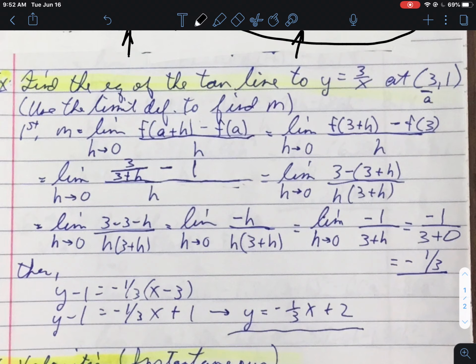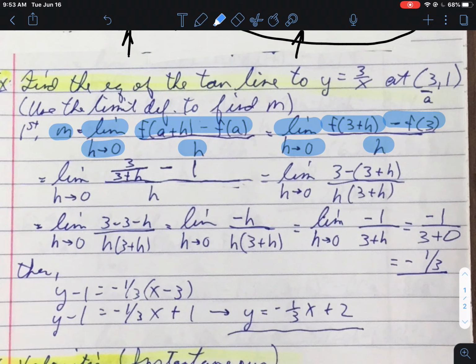All right, so use the limit definition to find our slope. First, I'm going to use this h definition. We've got that limit as h approaches 0. This is the slope of our tan line, f of a plus h minus f of a over h. And then we're just plugging in our a value, which is 3. So I've got the limit as h approaches 0 of f of 3 plus h minus f of 3 over h. Now from here, I'm plugging that into our function.